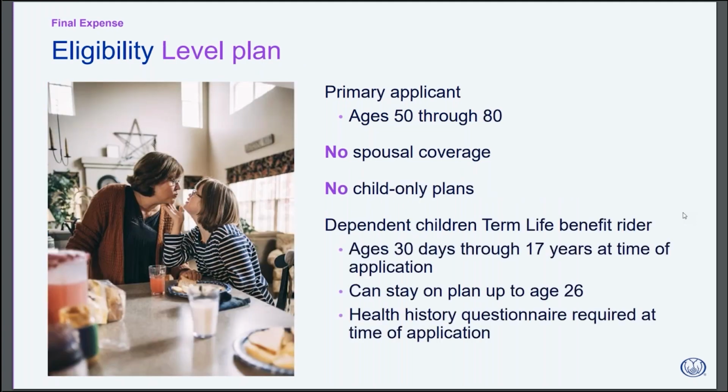Primary applicant 50 to 80, no spousal coverage, no child only plans. Dependent child term life benefit rider, ages 30 days through 17 years at time of the applicant. Can stay on plan up to 26 years of age, so that's really good. Health history questionnaire required at time of application. So better to do that early, right?